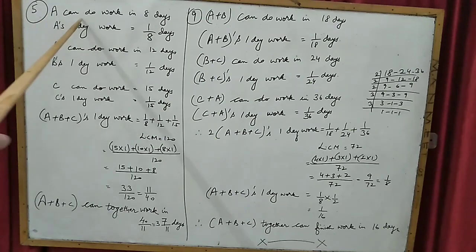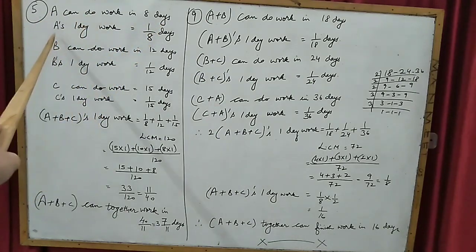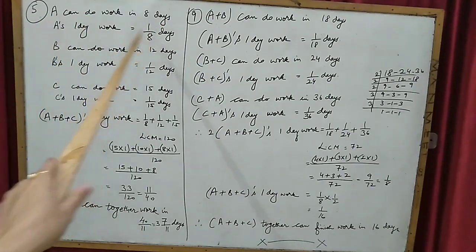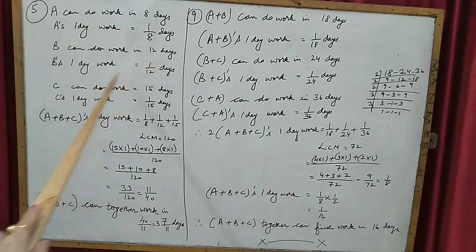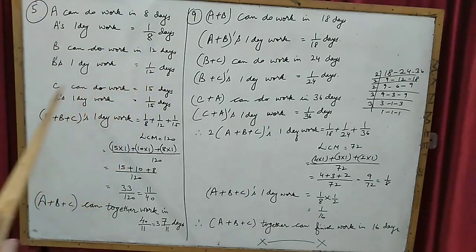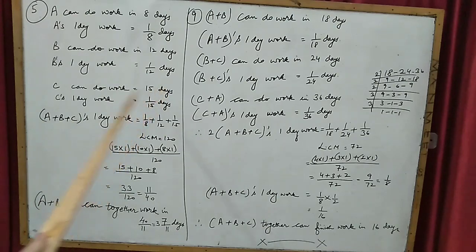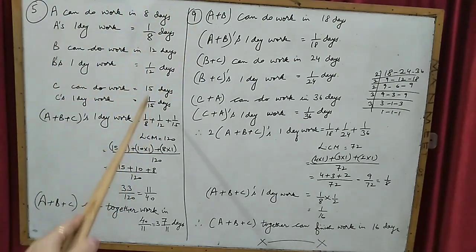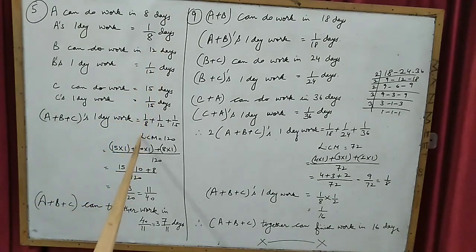First, person A can do the work in 8 days, so 1 day's work will be 1/8. B can do the work in 12 days, so 1 day's work is 1/12. C can do the work in 15 days, so 1 day's work is 1/15. Together means we will add up these 3: 1/8, 1/12, 1/15, and we get the LCM 120.